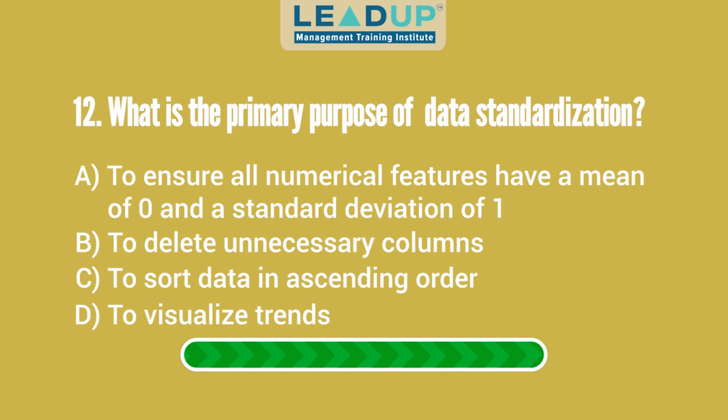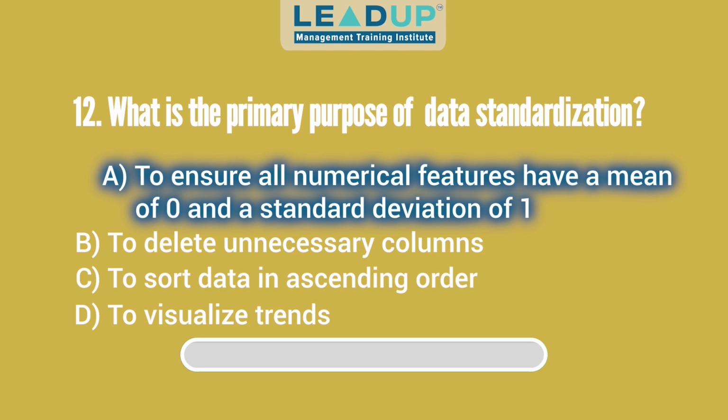12. What is the primary purpose of data standardization? A. To ensure all numerical features have a mean of 0 and a standard deviation of 1. B. To delete unnecessary columns. C. To sort data in ascending order. And D. To visualize trends. The answer is to ensure all numerical features have a mean of 0 and a standard deviation of 1.